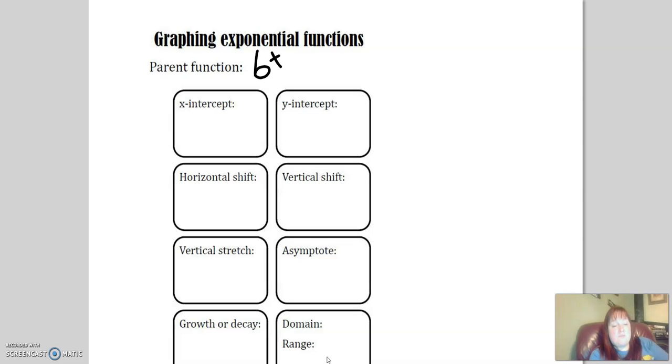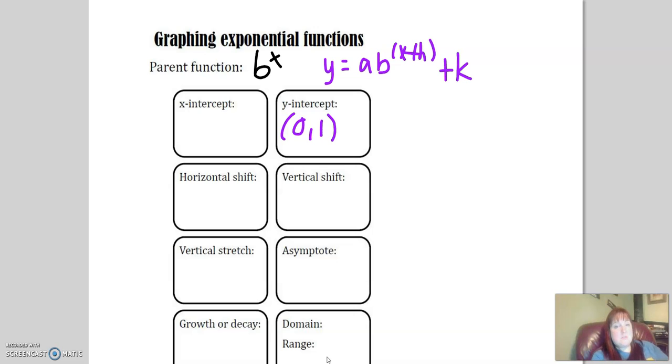So in our parent function, what is the y-intercept? They always have a y-intercept of (0, 1), if we haven't shifted or transformed it at all. Now we could write this as y equals a b to the x plus h, just like we had it there in Desmos, plus k, so we can talk about what each of those do to it. So if we haven't transformed it at all, we have a y-intercept of (0, 1).